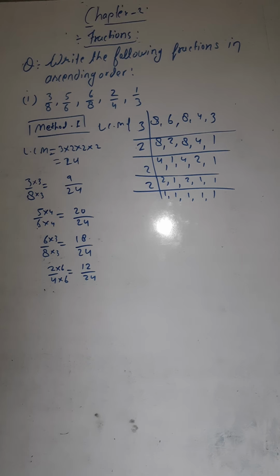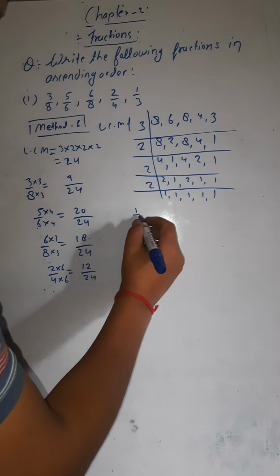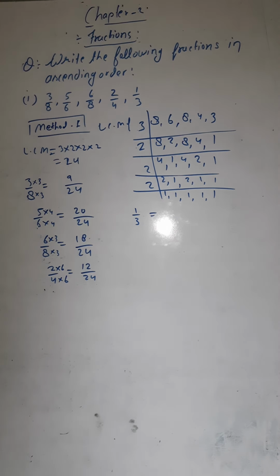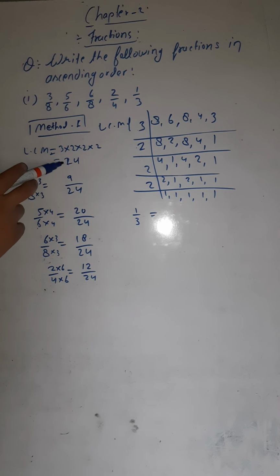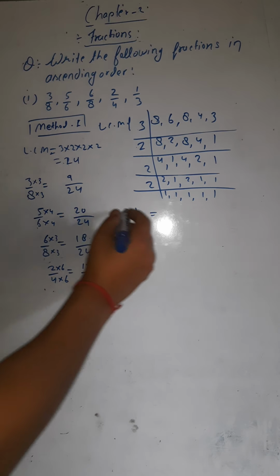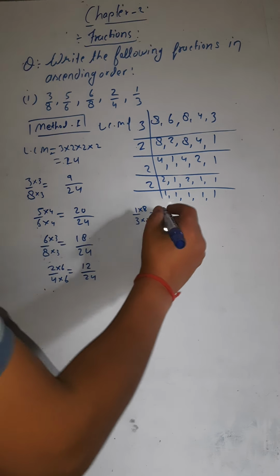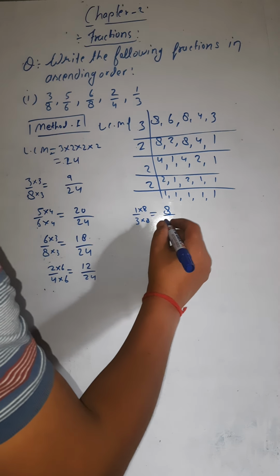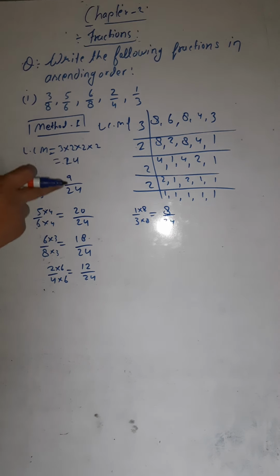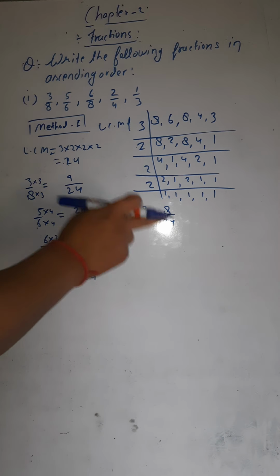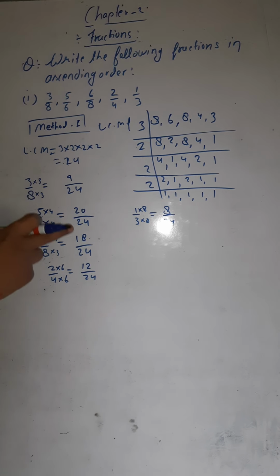Now the last fraction, that is 1 by 3. What will I do? I will divide this LCM by the denominator, that is 3. 3 eights are 24, so multiply by 8. 8 ones are 8 and 3 eights are 24. Now all the fractions are having the same denominator.